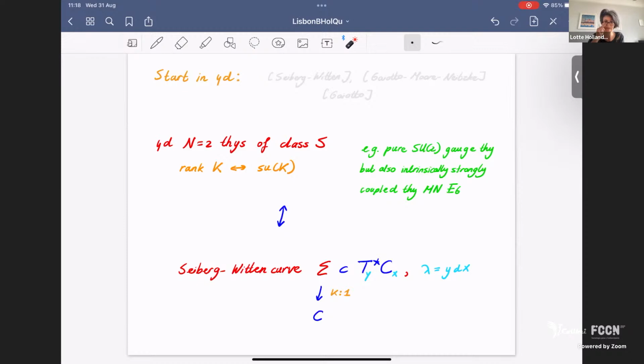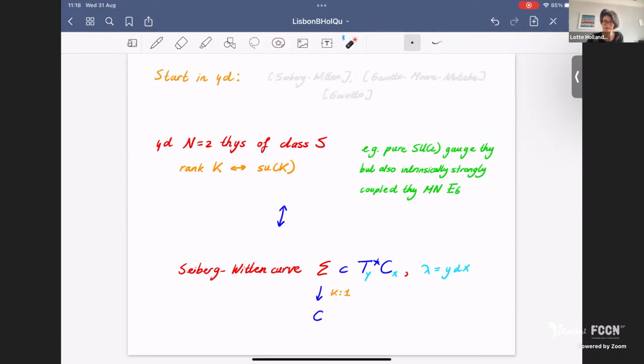This class is distinguished by the fact that for every N=2 theory, there is a corresponding Seiberg-Witten curve. The theories of class S are distinguished in the sense that for these theories, the Seiberg-Witten curve is a degree k covering, which may be ramified over another curve, which I will denote by C. It's sometimes called the UV curve. It encodes all the UV, the microscopic couplings of this N=2 theory. And the number k corresponds to the rank of the N=2 theory, so it corresponds to the gauge group SU(k).